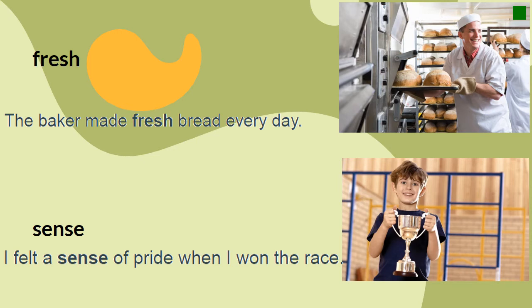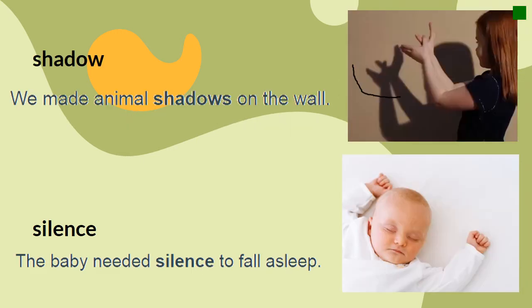Let's continue. The word sense. Sense means a feeling. I felt a sense of pride or joy when I won the race. The word shadow or shadows. Shadow is dark areas made by blocking light. When you block light, you make a shadow. For example, we made animal shadows on the wall, as we can see over here, by blocking the light.